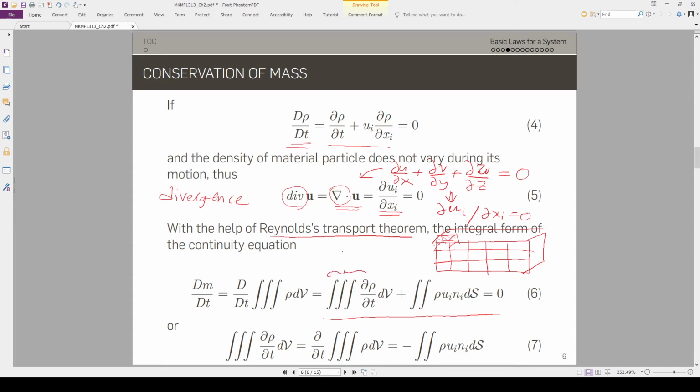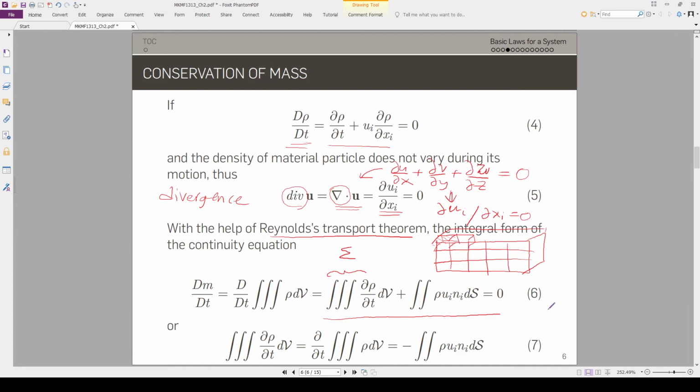Integration here, you can imagine that we sum all of the contributions from the small elements to make a complete system. So we sum the contribution from this cell here, and then we add it with the second cell here, and then we add the whole cell or whole control volume to come up with a complete system. And then we have to think about the mass that crosses the control surfaces as well.